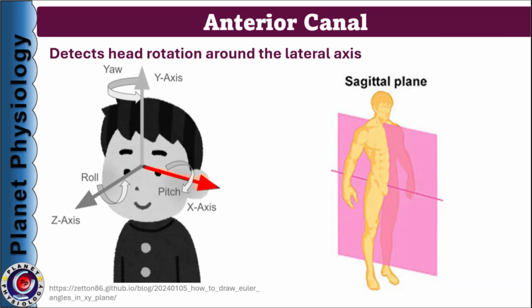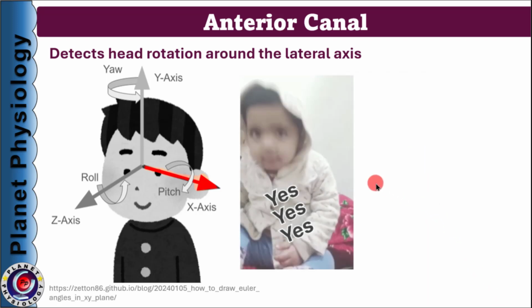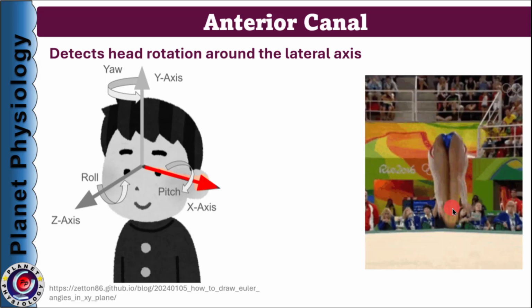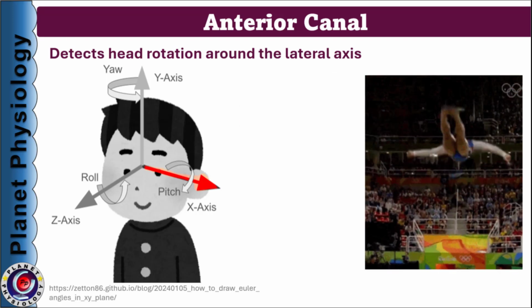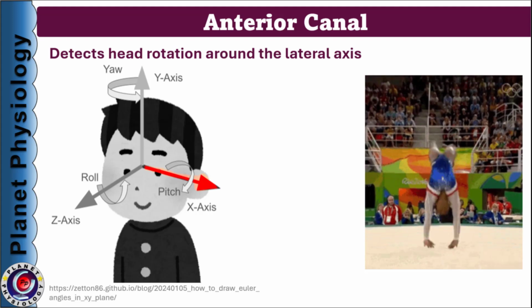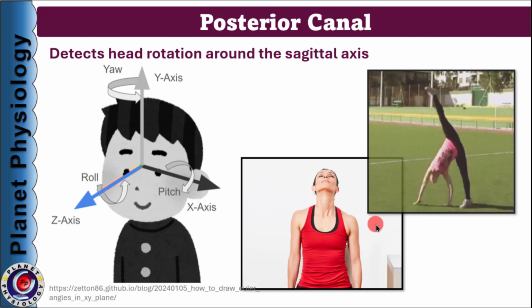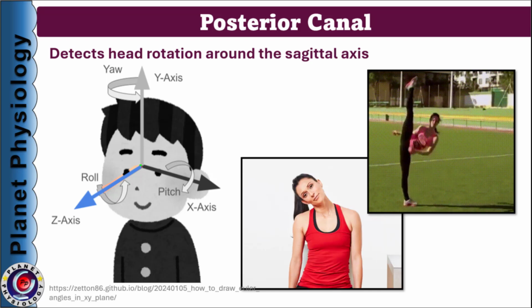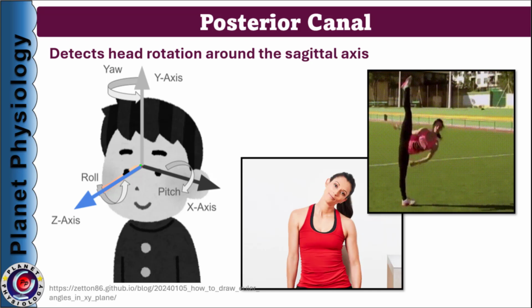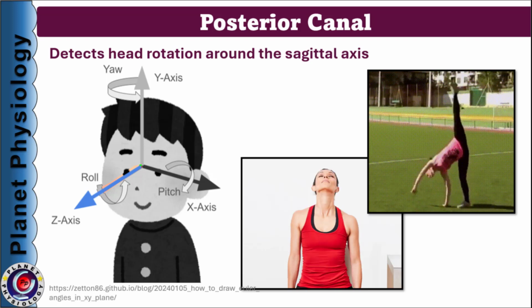The anterior canal detects rotation around the lateral axis, that is, in the sagittal plane, and its example includes nodding yes or performing forward or backward flips in gymnastics or during dance. Posterior canal detects rotation around the sagittal axis, that is in the coronal plane, like tilting the head so that ear moves towards the shoulder, or doing a cartwheel or a side flip in acrobatics or dance.